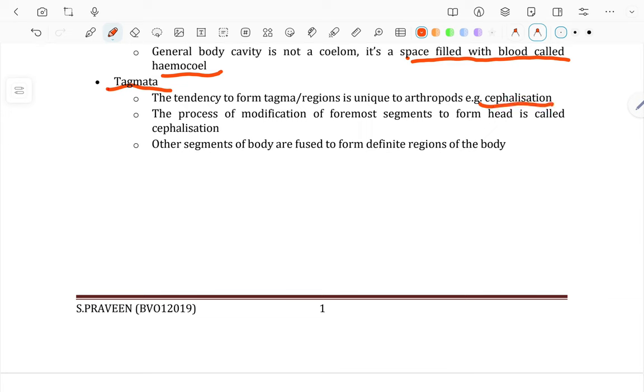Cephalization. The process of modification of the foremost segments to form the head is called cephalization. Other segments of the body are fused to form defined regions of the body.